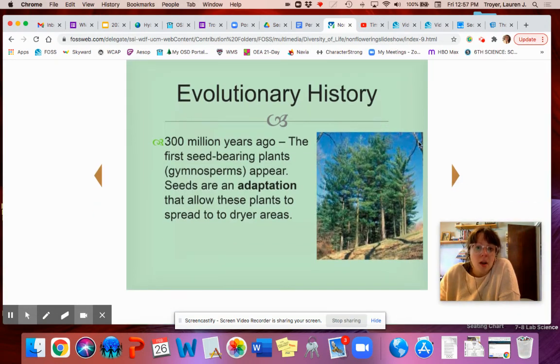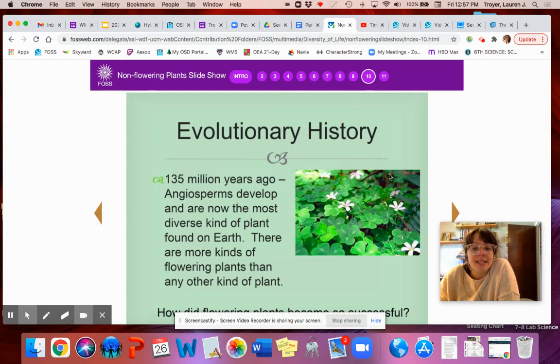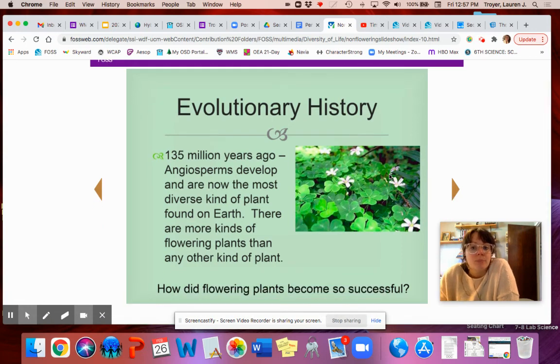We get conifers, gymnosperms, 800 million years ago. They bear seeds, and they're able to reproduce in drier places. So they're a little bit more adapted. They don't have to live in a swamp. They're adapted to drier places because the seeds are able to kind of be dormant for a little while maybe, and then grow when the conditions are right.